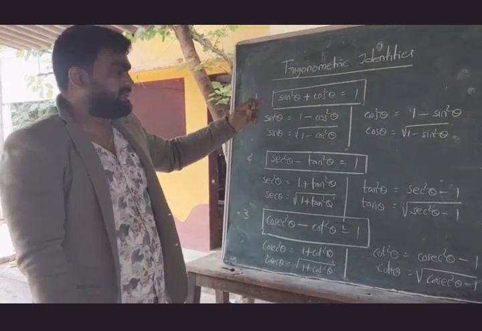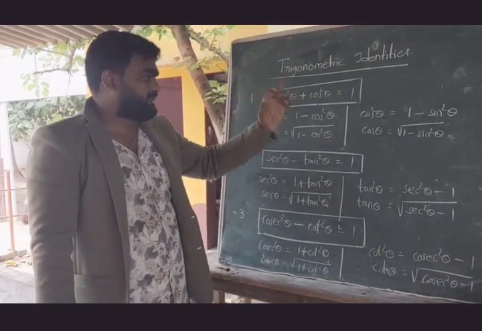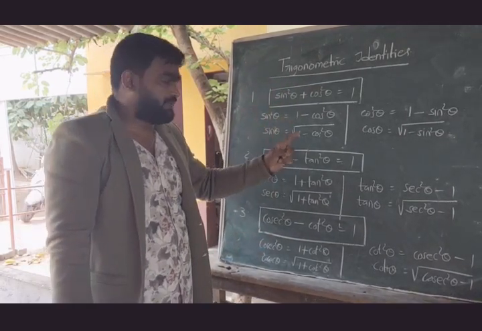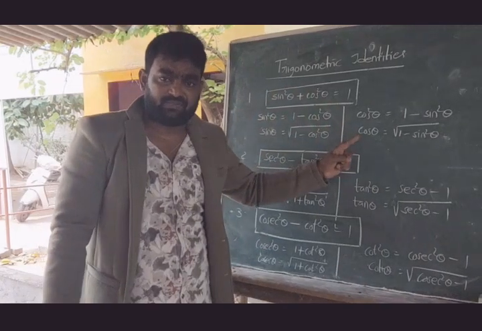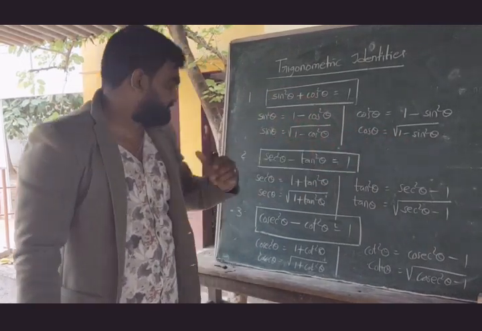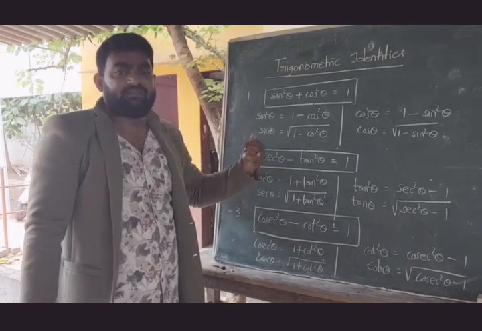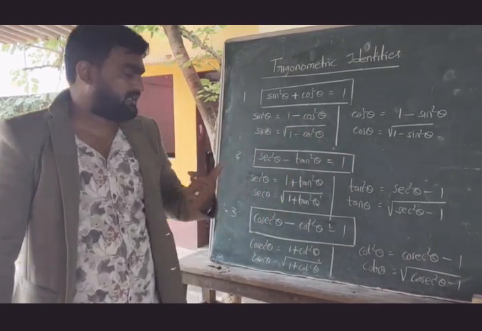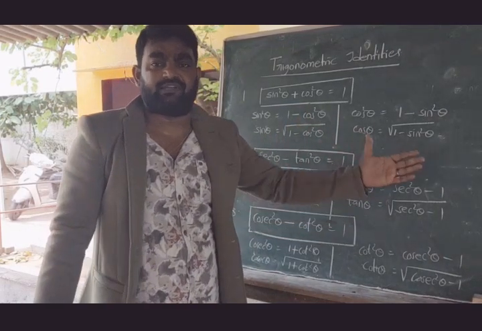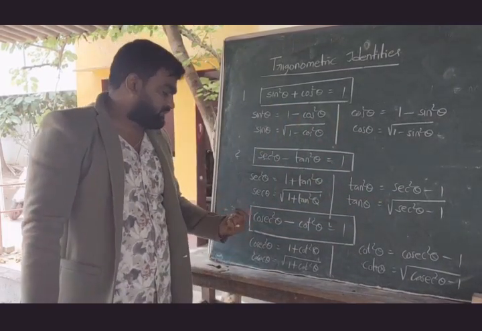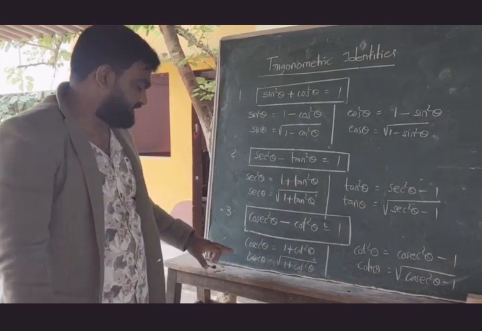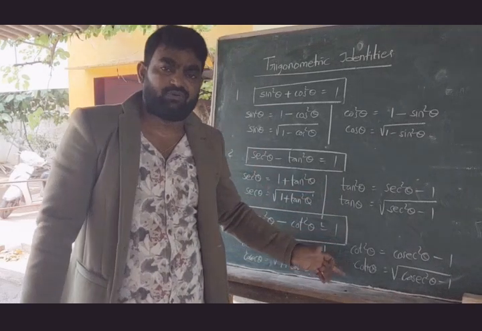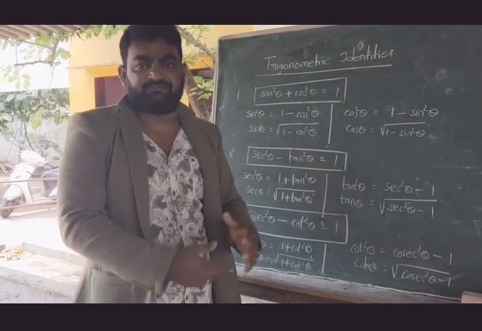I repeat, first identity, sin square theta plus cos square theta equal to 1. Then sin theta is equal to root over 1 minus cos square theta, and cos theta is equal to root over 1 minus sin square theta. Second identity, secant square theta minus tan square theta equal to 1. From this, secant theta is equal to root over 1 plus tan square theta, and tan theta is equal to root over secant square theta minus 1. Third one, cosecant square theta minus cot square theta equal to 1. From this, cosecant theta equal to root over 1 plus cot square theta, and cot theta equal to root over cosecant square theta minus 1.